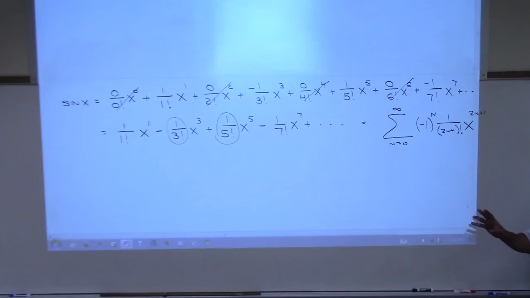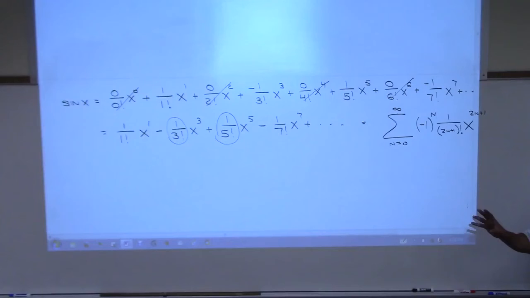0 over 4 factorial x to the 4th plus, it'll be 1. We're going back to 1 now. 1 over 5 factorial x to the 5th. I'll do 2 more. 0 over 6 factorial x to the 6th plus negative 1 over 7 factorial x to the 7th plus dot, dot, dot. Yes? A bunch of those are zeros, aren't they? That's gone, that's gone, that's gone, that's gone. So this is just x, right? Yes? Well, you know what?